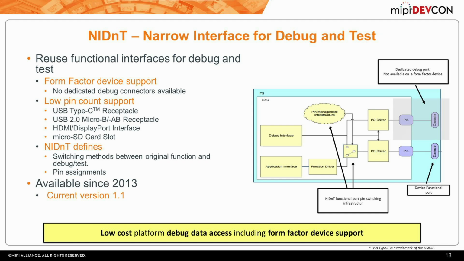for the solution that I showed today was the data export to a pin interface, and this interface is called NIDENT, Narrow Interface for Debug and Test. NIDENT allows you to reuse the pins of a functional port for trace and debug. And the specification supports several pin interfaces from various USB variants, HDMI, DisplayPort, also up to older micro SD card slots. And the specification contains the pin assignment and also how to switch the port between functional and debug usage.